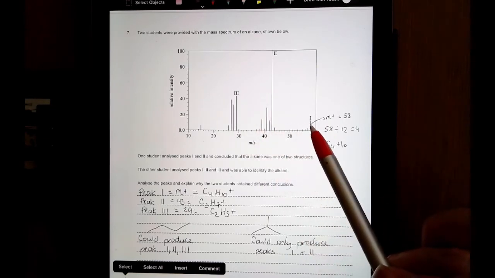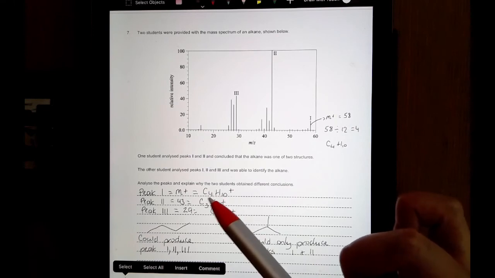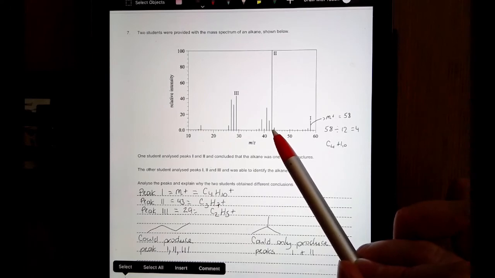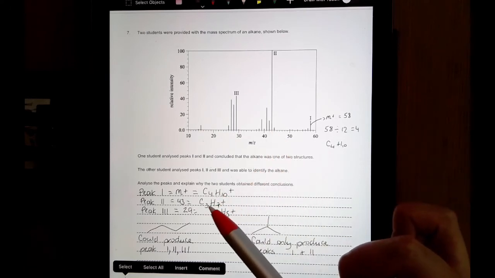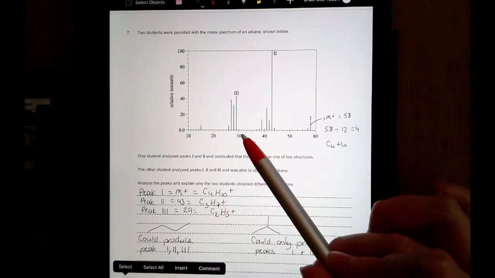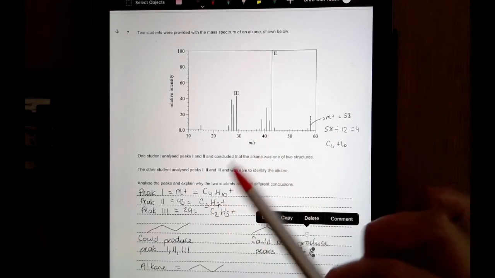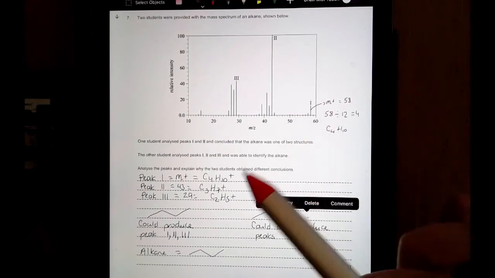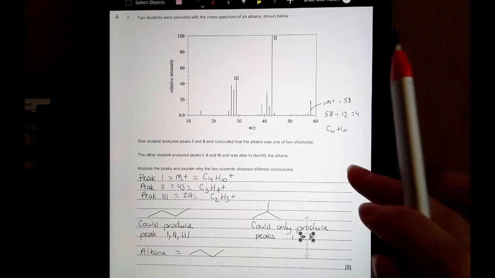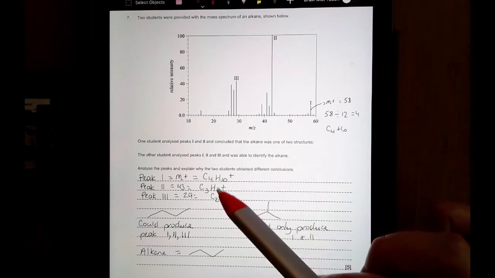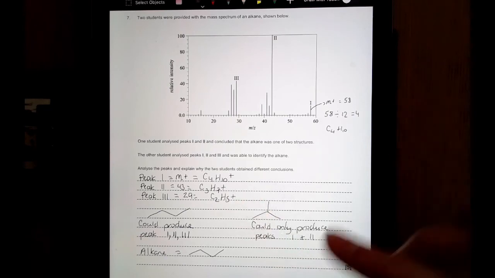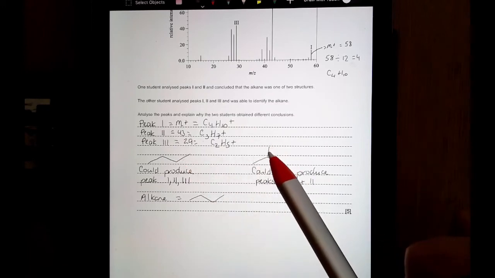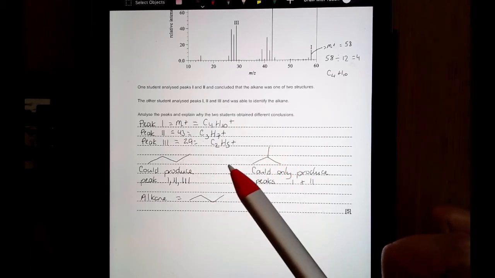So you've got peak 1, we said was C4H10+, the molecular ion peak. Peak 2 has a mass charge ratio of 43, a number that we've seen before. It's the C3H7+. And then peak 3 has a mass charge ratio of 29, which means that it's the C2H5+. So when you are identifying the ions responsible for these peaks, make sure you include your positive charges, okay? You're not going to get the marks without your positive charges, okay? So now that we know what those peaks are, if we look at our 2 possible structures, we need to see which fragments are possible for each.